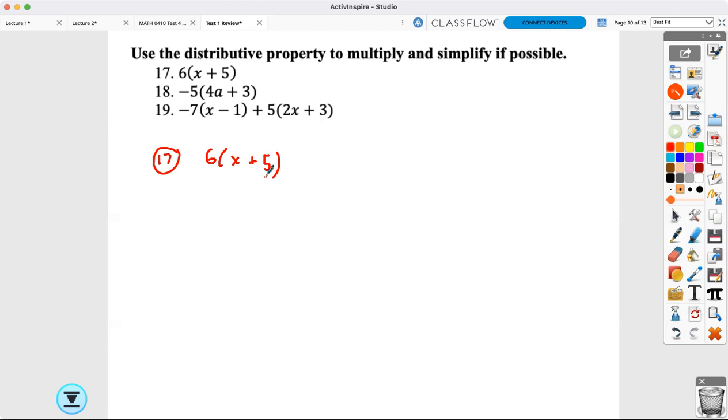So we're going to use arrows to denote distribution, guys. Draw your arrows after the 6 to go into all the things inside. 6 times x is 6x. 6 times 5 is a positive 30. Quick question, class. Are these like terms? Can I combine them or am I done? You cannot combine them, so we're done.